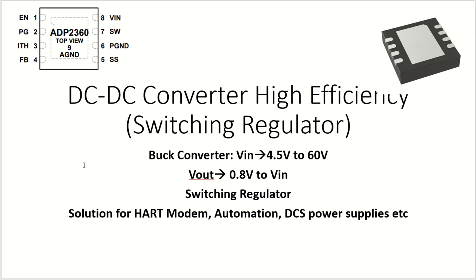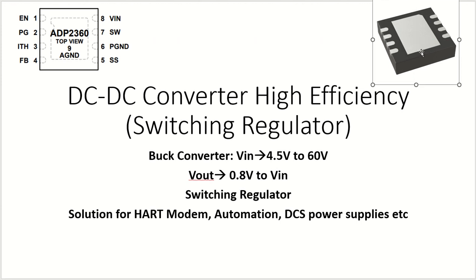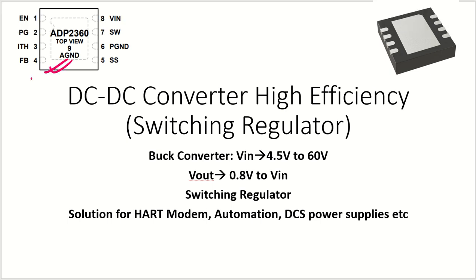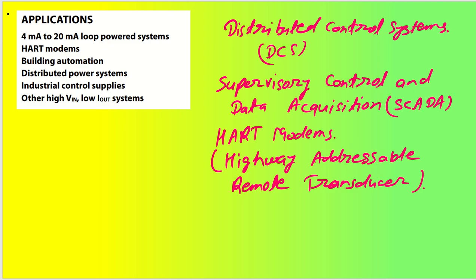Namaskar my dear friends. We have already seen the DC-DC converter, which is a very high efficiency switching regulator for different applications like HART modems, building automations, distributed control systems, and power supplies. This was the part number that we had explained, ADP2360, right? What were the different applications that we had seen already? This can be utilized in HART modems, building automations, distributed power supplies, and industrial control systems.